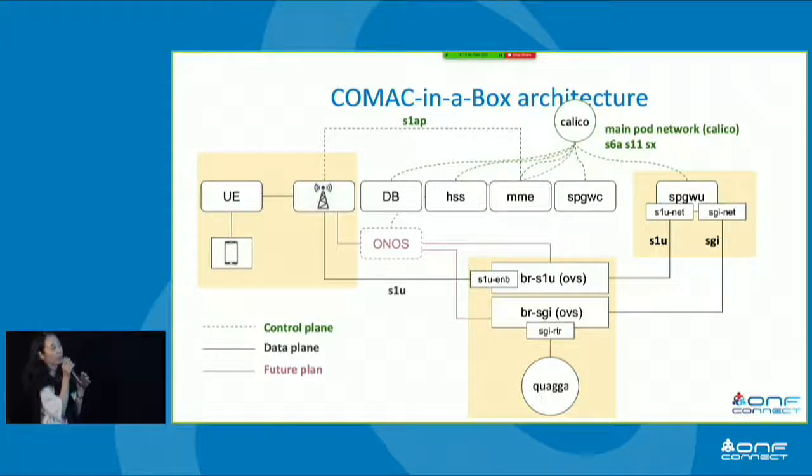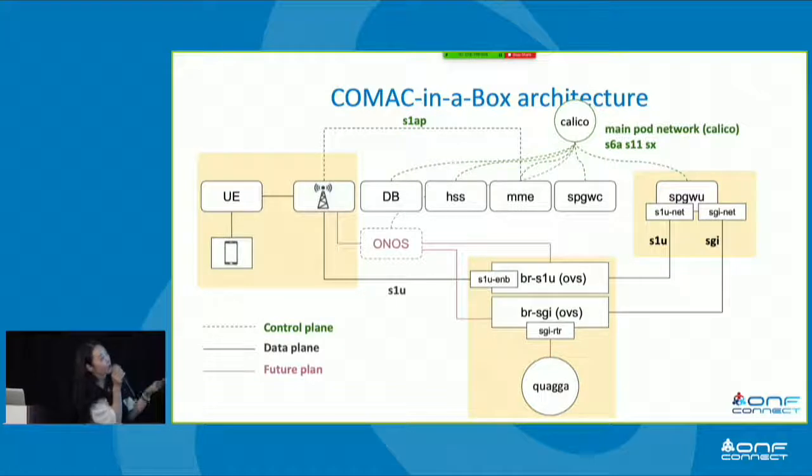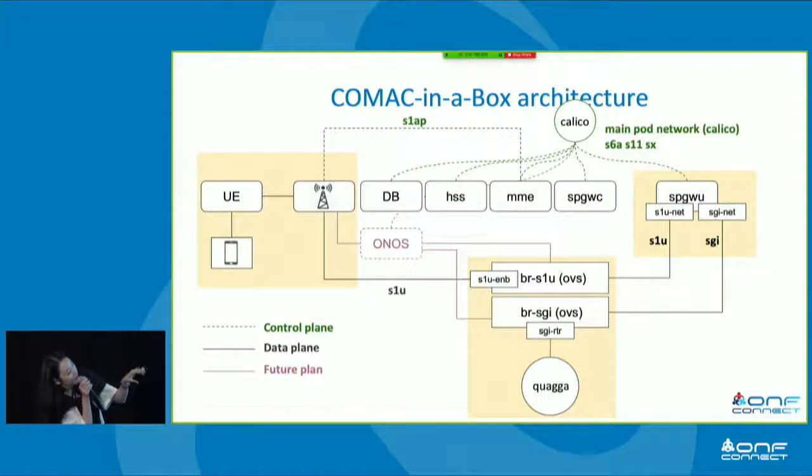We developed a very simple CNI that we call Simple OVS. It is included in the COMAC-In-A-Box script as well. I hope you remember that there was a CNI called VFIO to connect SR-IOV interfaces to the data plane, but we don't think it is capable for our COMAC-In-A-Box setup. So we just use Connor interfaces and connect that interface to bridges with the Simple OVS plugin that we developed.